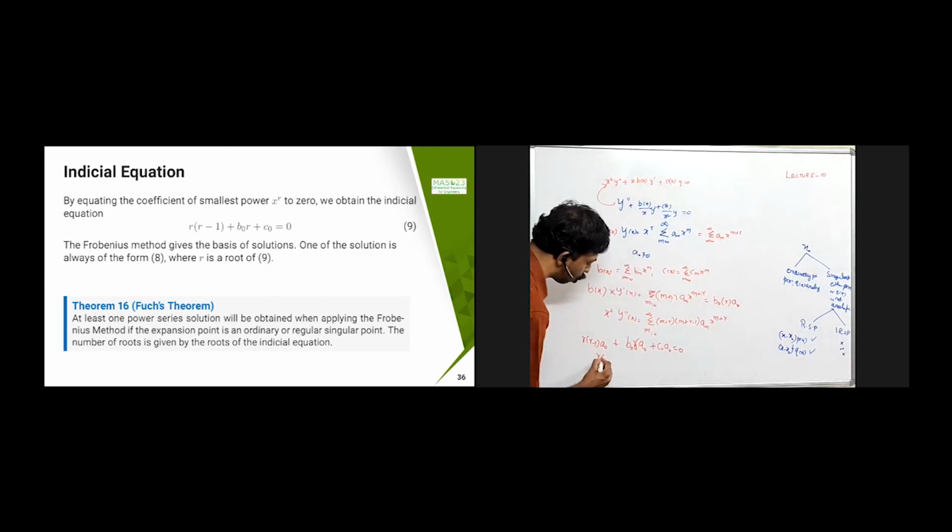Now, theorem 16, Fuchs' theorem, is stating the power series solution when this method is applied. At least one power series solution will exist when we apply this method of expansion, at the ordinary point and the regular singular point. Only for an ordinary point and a regular singular point can you find the solution this way, not for an irregular singular point.